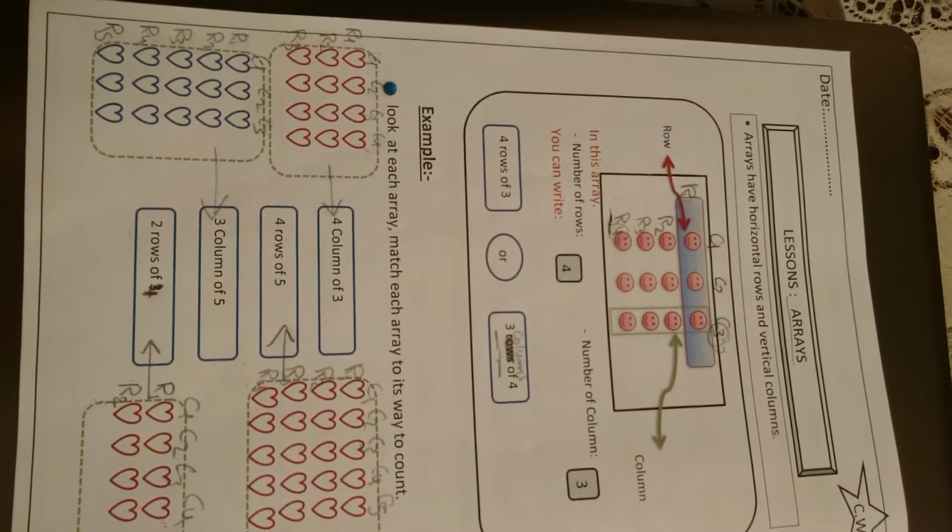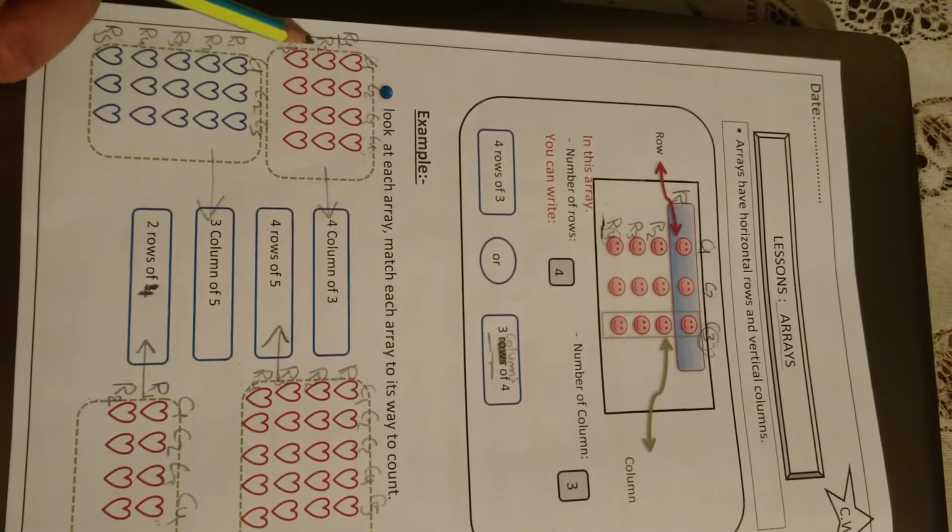Okay, here. So first, before reading the array, I have to number the rows and number the columns. Here I have row number 1, row number 2, row number 3, column 1, column 2, column 3, and column 4. I have two ways. If I start with the row, I say 3 rows of 4. Do I have here 3 rows of 4? No. So let's read it the other way. I can read it as 4 columns of 3. Yes, I have this answer in my choices.